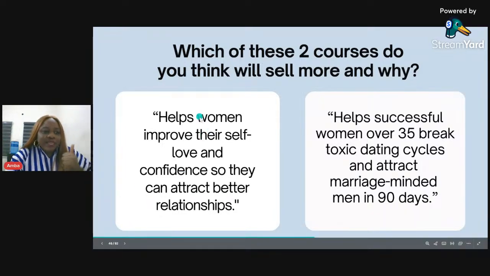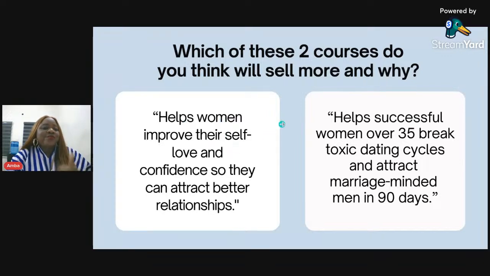Course A helps women improve their self love and confidence so they can attract better relationships. Course B helps successful women over 35 break toxic dating cycles and attract marriage minded men in 90 days. So, which of these two courses do you think will sell more and why? Is it course A or course B?